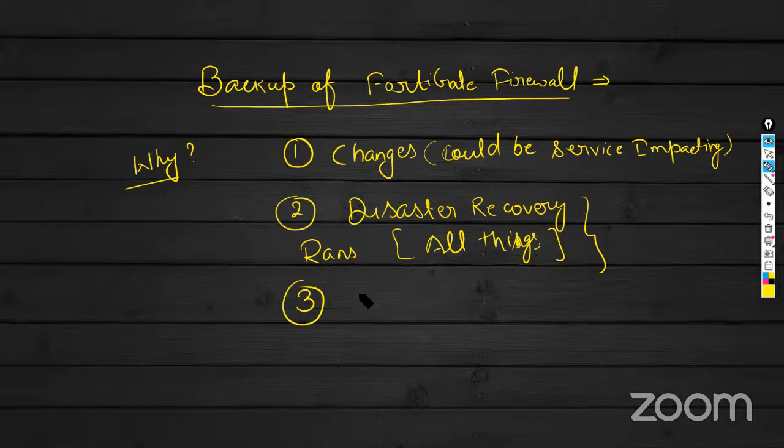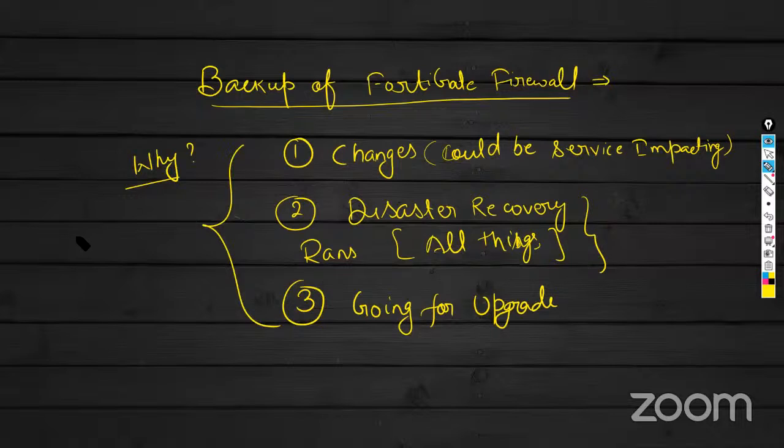Third thing is that you are going for any upgrade. It could be software or hardware. In that case also we need the backup. We have to put it somewhere in a safe place, and then we restore it. Right. In all these cases, the backup can be taken on the local device, meaning your local machine, or if you don't want that, you can send it to the FTP or the TFTP server.